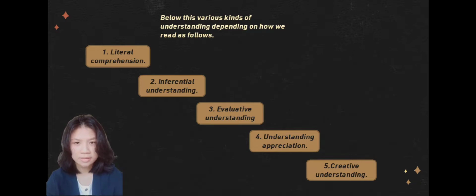1. Literal comprehension is the ability to understand ideas that appear explicitly in the discourse. Number 2. Inferential understanding is the ability to understand information implicit in the discourse. Number 3. Evaluative understanding is the ability to evaluate the content of the discourse. Critical understanding is basically the same as evaluative understanding.